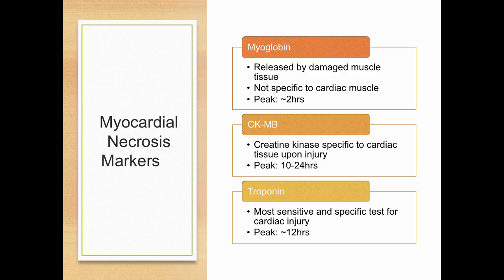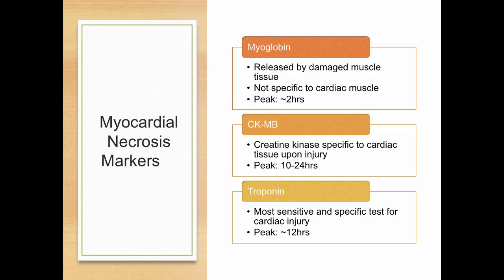So we're looking at myoglobin, CK, CKMB, and troponins. All of these are maybe specific to cardiac muscle, maybe not, but they peak at different points. Myoglobin is kind of an older marker. We don't really look at that much anymore. CK and CKMB we definitely are going to look at.